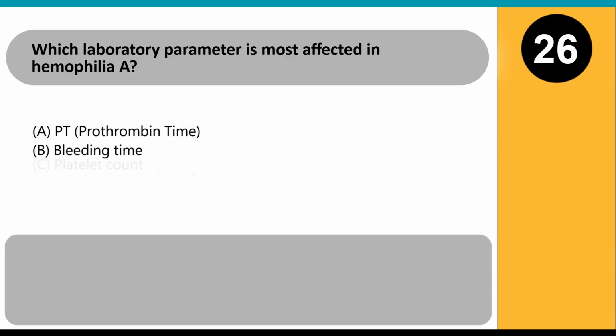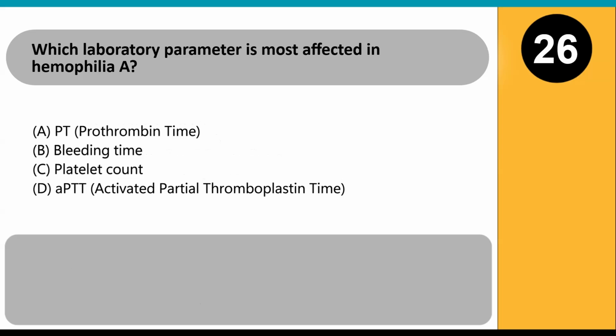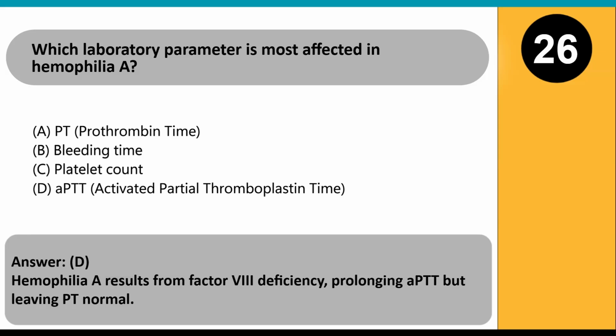Which laboratory parameter is most affected in hemophilia A? A. PT, prothrombin time. B. Bleeding time. C. Platelet count. D. APTT, activated partial thromboplastin time. Answer D. Hemophilia A results from factor VIII deficiency, prolonging APTT but leaving PT normal.